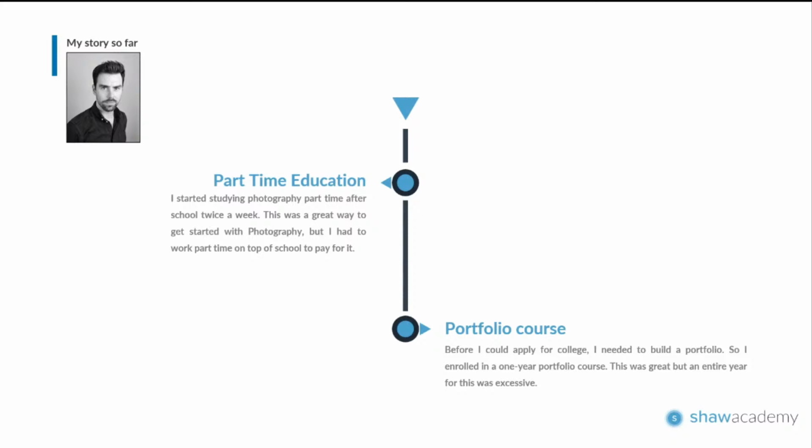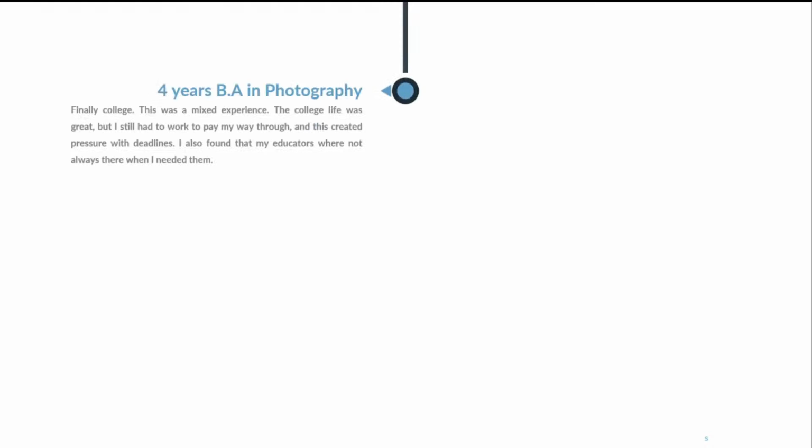So I made the decision that I was going to go and apply to do this in college. But before I could do that, I also needed to build out a portfolio. So in a bit of a catch-22, to get into college, you need to have a photography portfolio. So I enrolled in a 1-year portfolio course. This was great, but I also felt that a year was perhaps a little bit too long for this, but it was still a great experience. But very successful from that, and that did get me into college. I was able to get into my BA in photography.